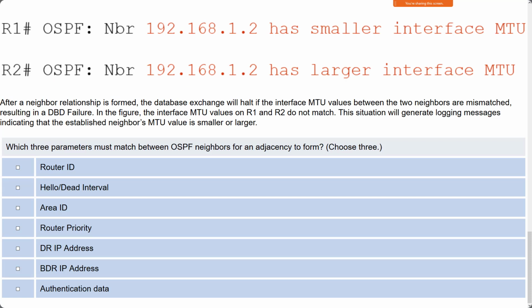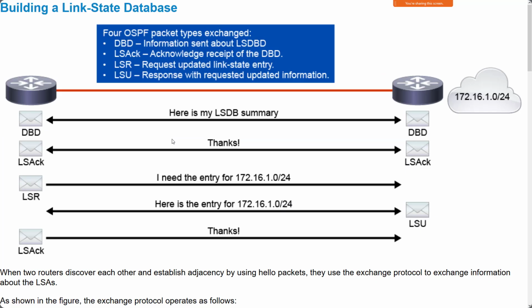Which three parameters must match between OSPF neighbors for an adjacency to form? The hello and dead intervals have to match. The area that they share has to match. And the authentication has to match. I think we hit that pretty well. So once these routers have formed an adjacency, what is the next step that takes place?